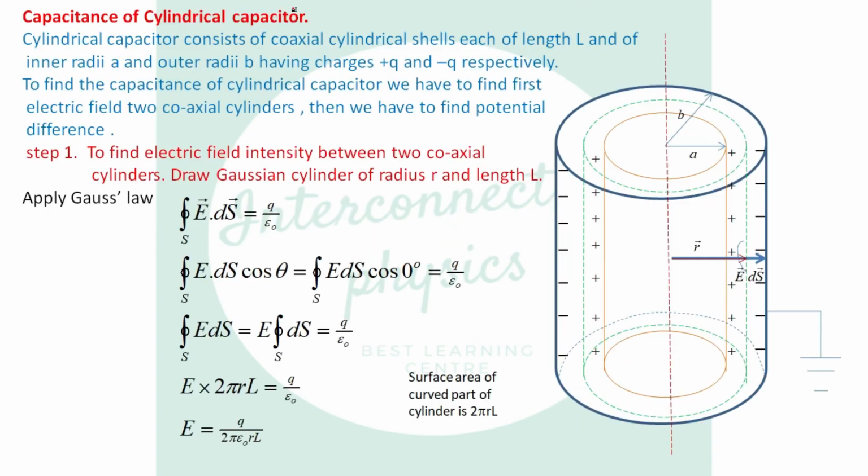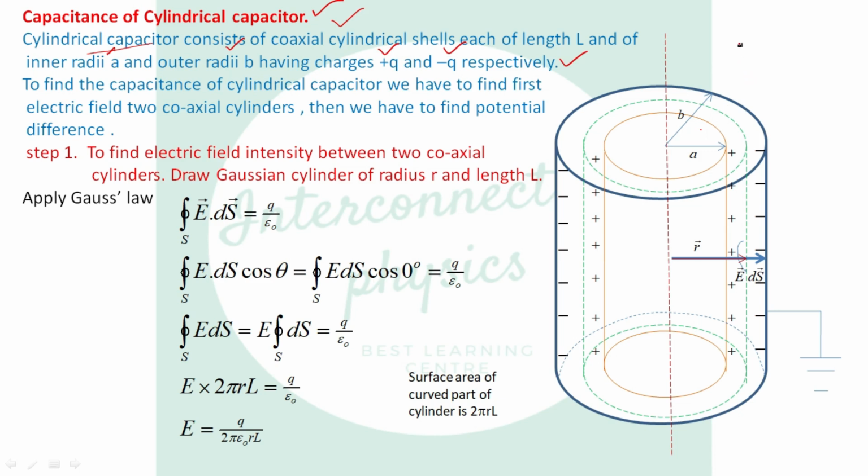Now the capacitance of a cylindrical capacitor. Before doing that, let us discuss what a cylindrical capacitor is. A cylindrical capacitor consists of two coaxial cylindrical shells. One is this, which is drawn in orange, and the second one is this blue cylinder. One is orange, another is blue. It consists of two coaxial cylindrical shells, each of length L. Both have length L, inner radius a and outer radius b, and charges plus Q and minus Q respectively.